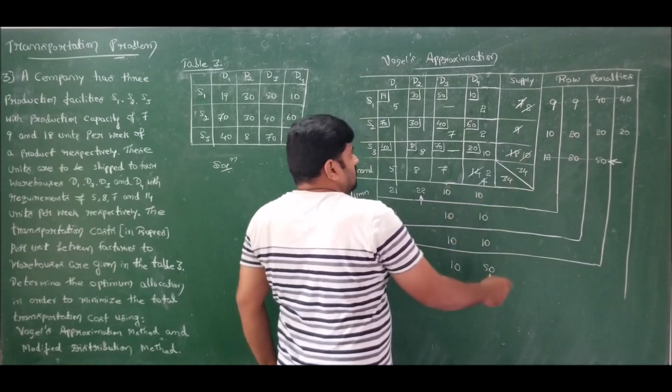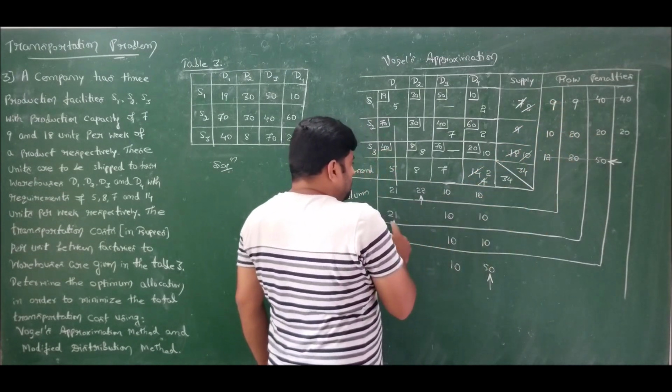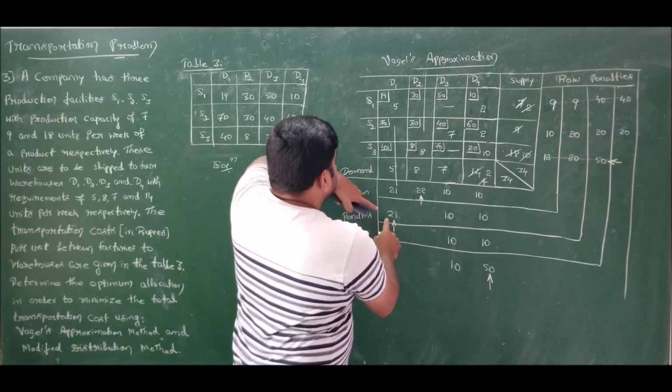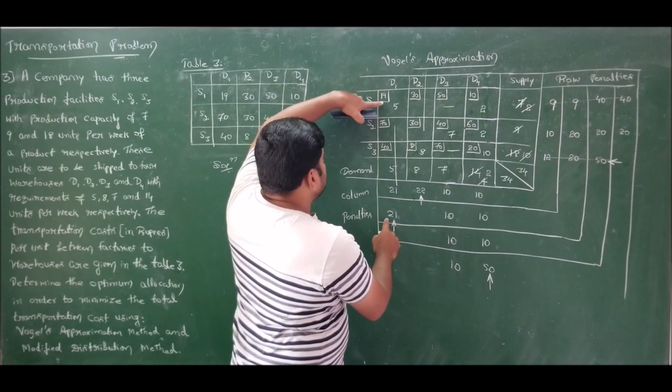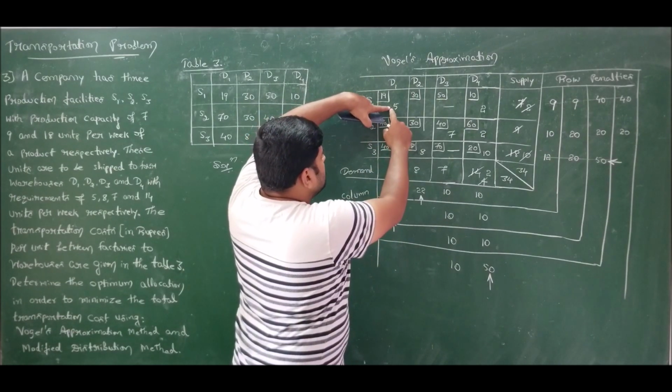So remaining is 10. Next in the second trial I calculated the penalties. Highest penalty is 21. In this column the least cost is 19. So therefore this will be the key cell.